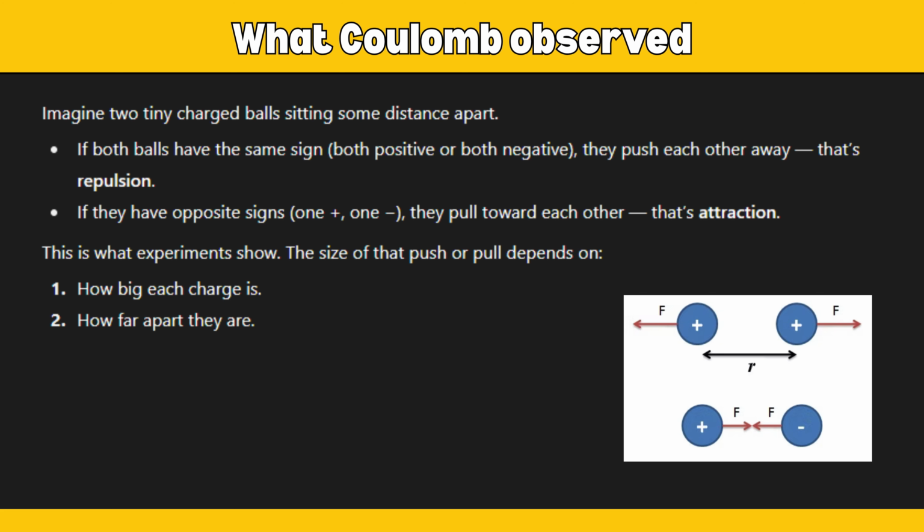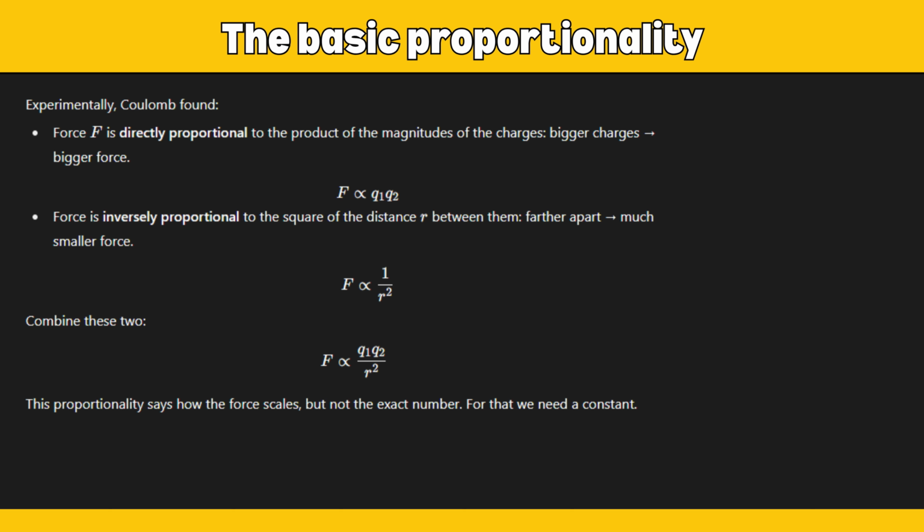distance between them. Through experiments, Coulomb found two rules. First, the force is directly proportional to the product of the charges. This means bigger charges create a bigger force. Second, the force is inversely proportional to the square of the distance between them. This means if you increase the distance, the force quickly becomes smaller.